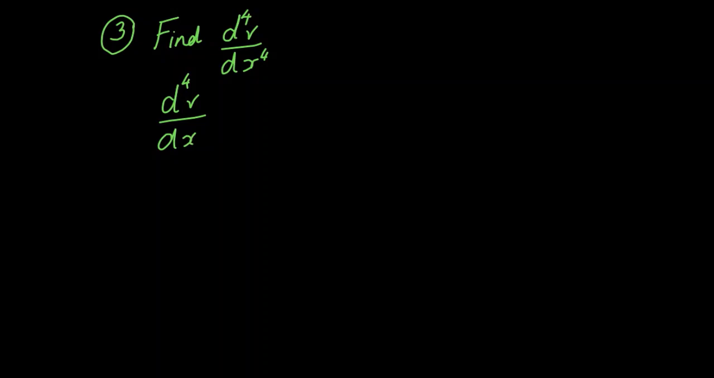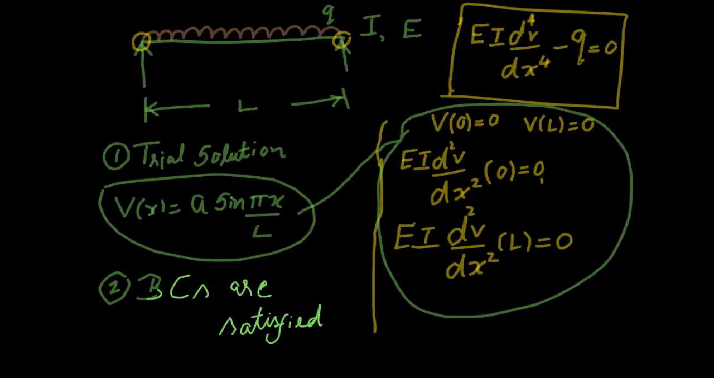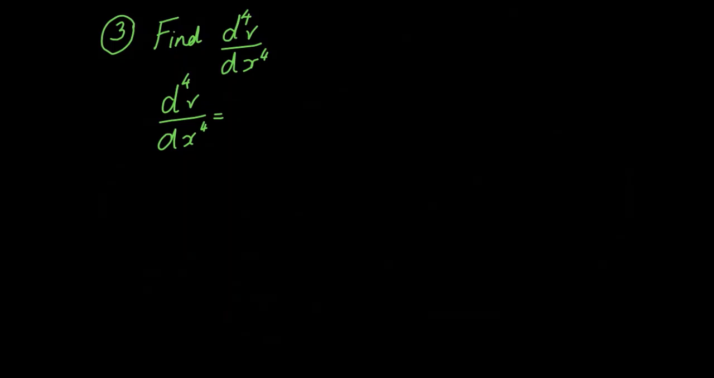The third step is to find the value of d power 4 v by dx power 4. And if you find d power 4 v by dx power 4, which I'm going to do straight away, if you differentiate this particular trial solution 4 times, one time differentiation is going to give you cos pi x over L into pi by L. Two times differentiation is going to give you minus sine pi x over L into pi by L. Already there is a pi by L, so there is going to be a pi square over L square that is being factored out.